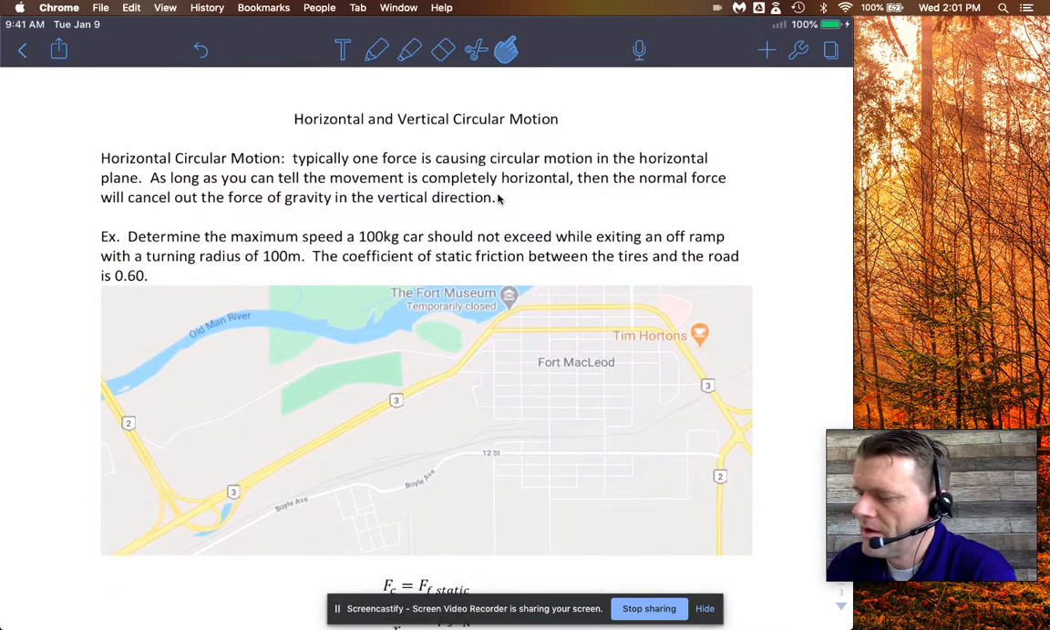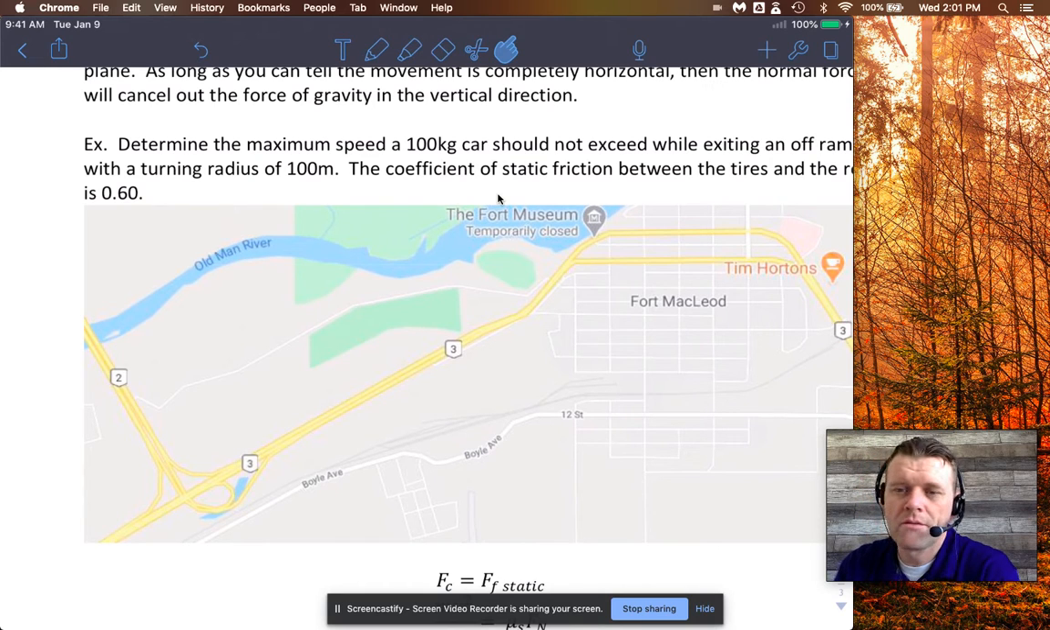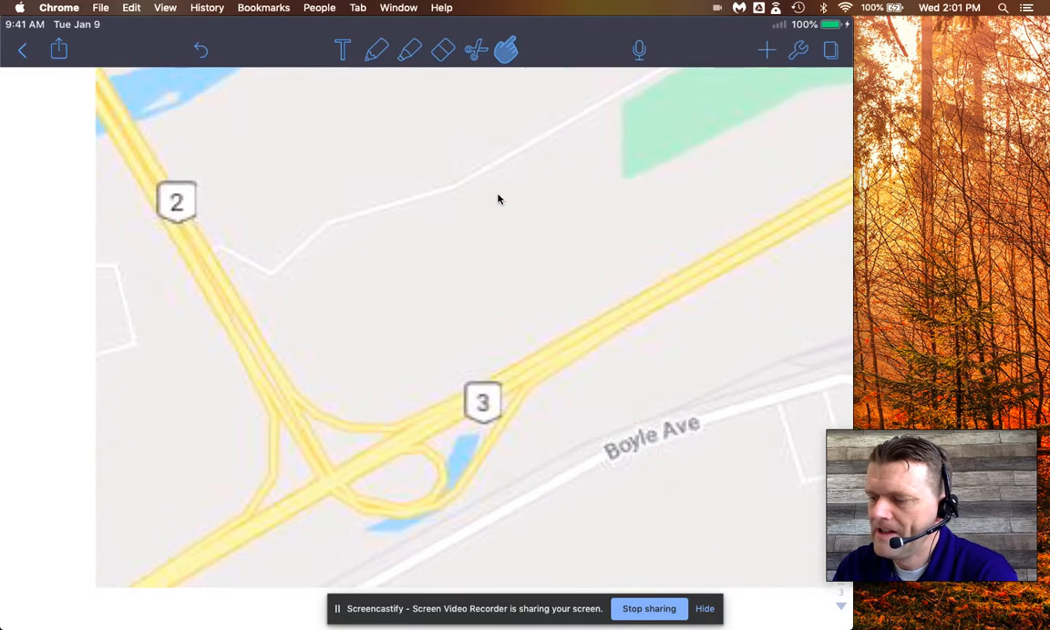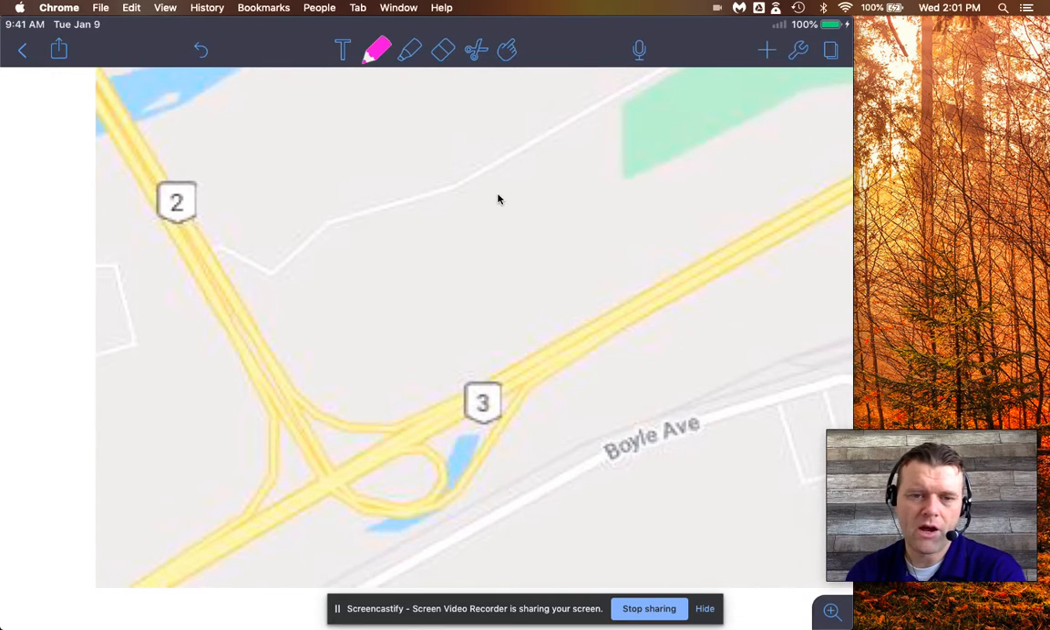This is kind of a classic one because it relates to us. So you can see this map here. This is a map of Fort Macleod. If you come south on Highway number 2 towards Fort Macleod, this is the interchange you have right here. And years ago, this specific exit ramp was causing all kinds of problems because people were taking it too fast. Truckers were going right off the highway.